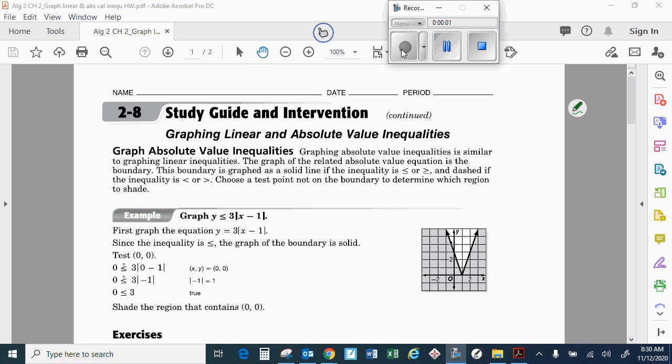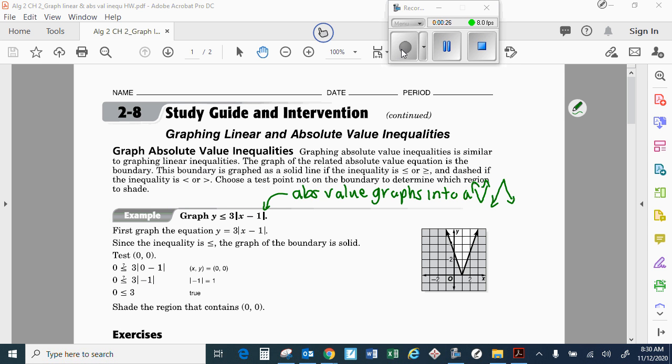Okay, students, on this page we're going to graph linear and absolute value inequalities. So remember, absolute value graphs into a V, either up or a V that opens down.